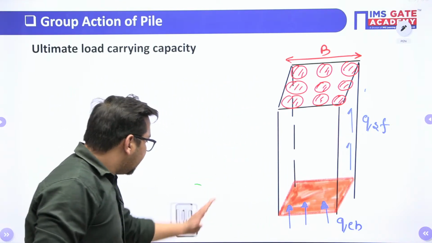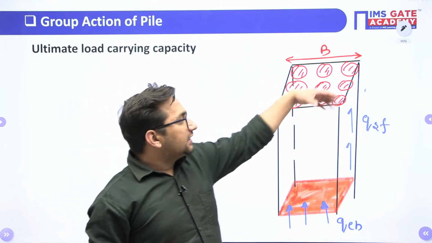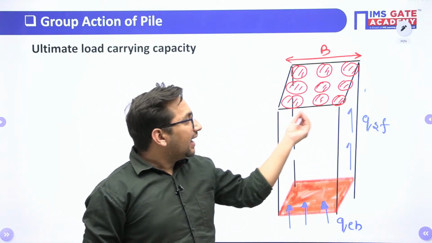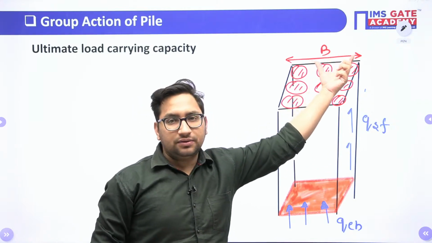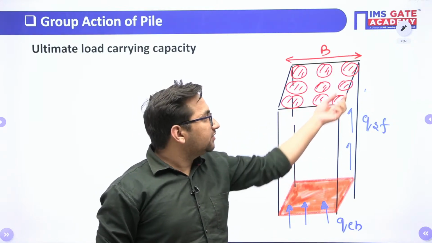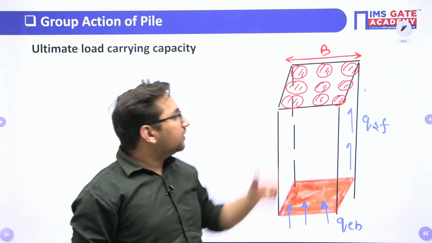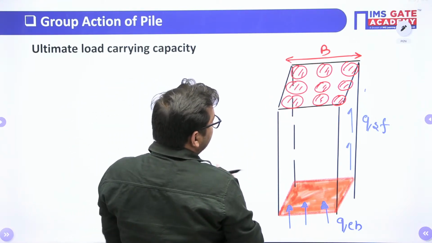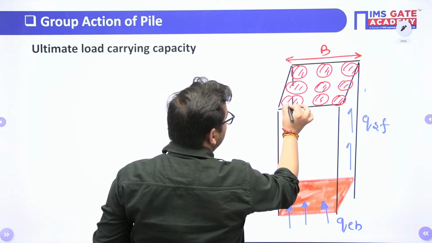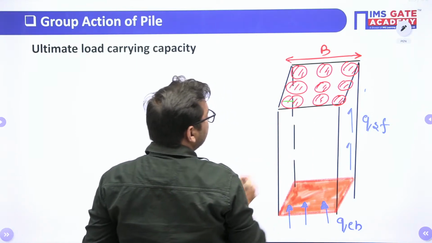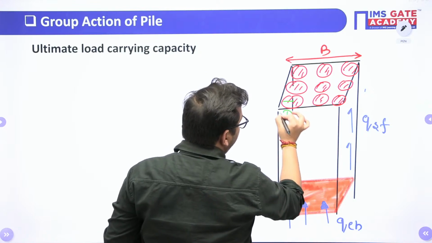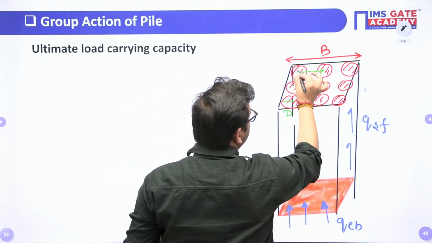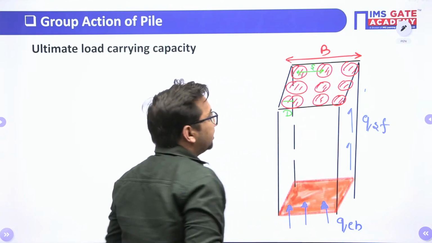So can I say that the combination of all these piles as a single unit will act as a pile having a square dimension of this B, right? Now how to calculate this width of the complete pile group? Let's suppose the diameter of a single pile is D, and the center to center spacing between the piles is S.